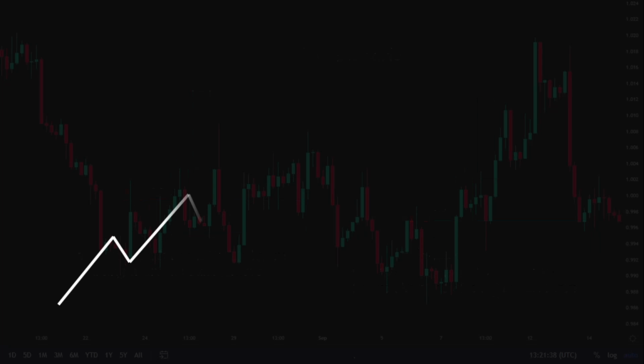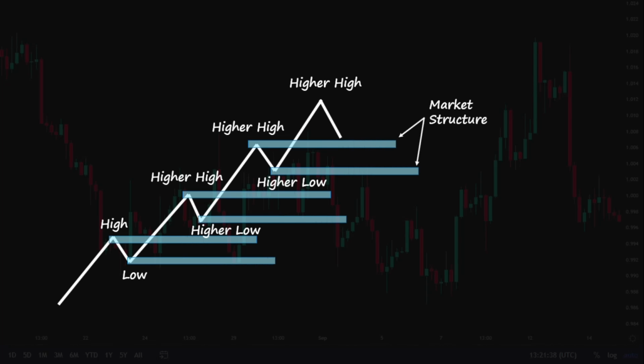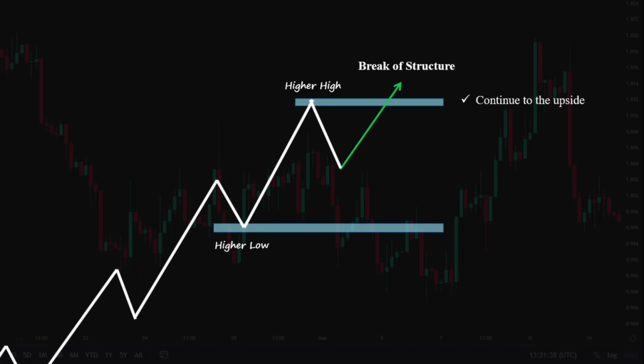Imagine a trending market with a series of higher highs and higher lows. In this case, each of the highs and lows is a market structure level, and the most recent higher high and higher low are the ones we monitor. Breaking the last higher high to the upside shows that price tends to continue to the upside, which we consider a break of structure. In contrast, if price breaks the recent higher low to the downside, it shows that the price wants to change its direction, which we consider a change of character.